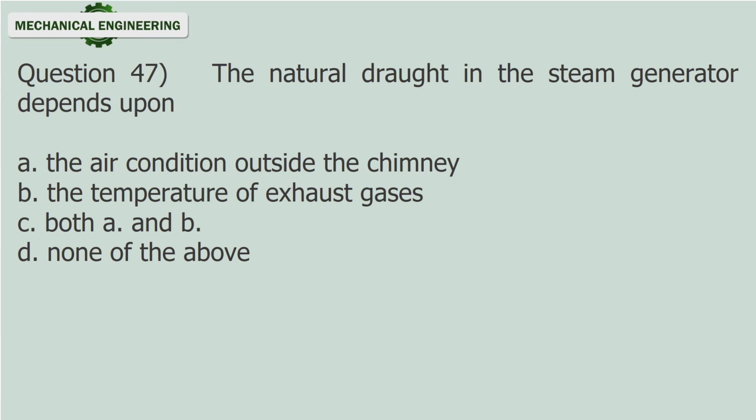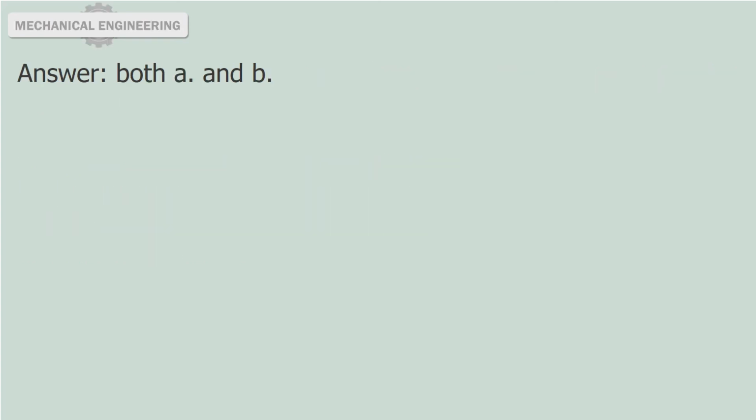Question 47. The natural draft in the steam generator depends upon A. The air condition outside the chimney. B. The temperature of exhaust gases. C. Both A and B. D. None of the above. Answer: both A and B.